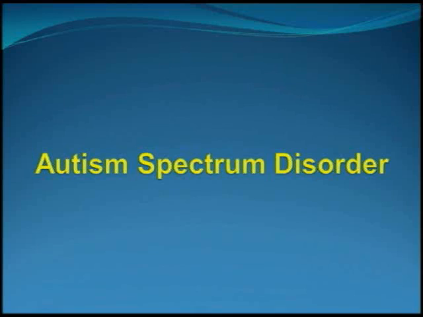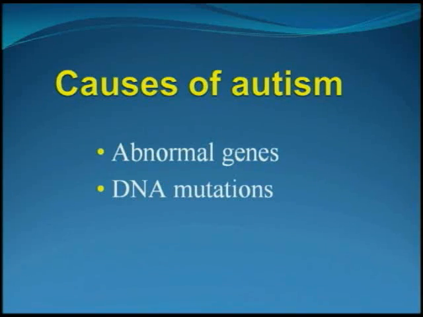You are watching this video because your child is being evaluated for a possible autism spectrum disorder, and your doctor is considering genetic testing. Doctors have studied families who have children with autism. We know that abnormal genes and DNA mutations play a role in autism. Thus, genetic testing has become a regular part of evaluating children with autism.